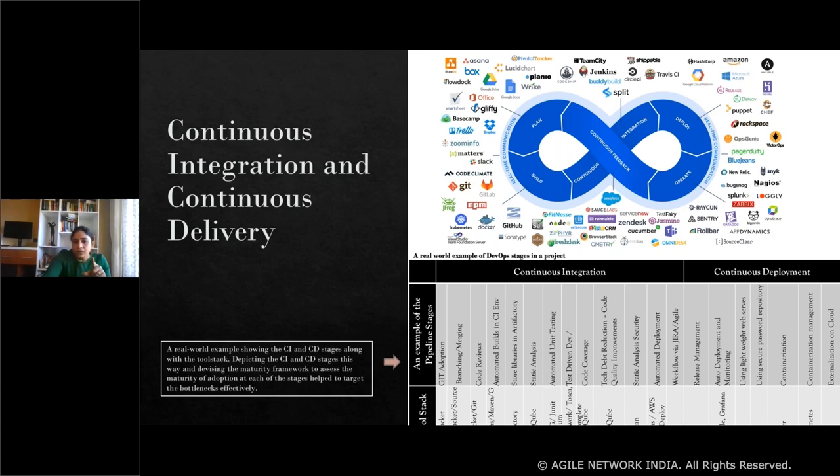On the same slide, you can see a practical implementation and a real-world example showing the CI/CD stages along with the tool stack in the second row. What I've observed is that depicting the CI and CD stages this way helps in devising your maturity framework, because for each of these stages you can assess the maturity of DevOps adoption. The infinity diagram is really confusing, to be very honest with you.